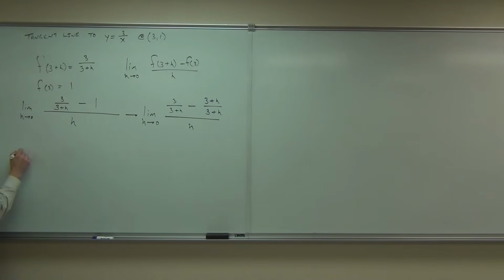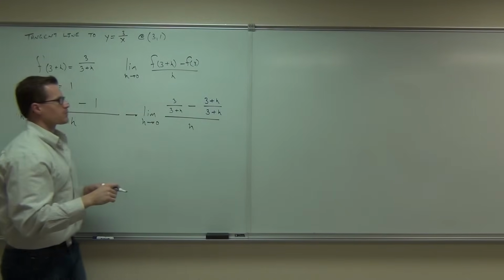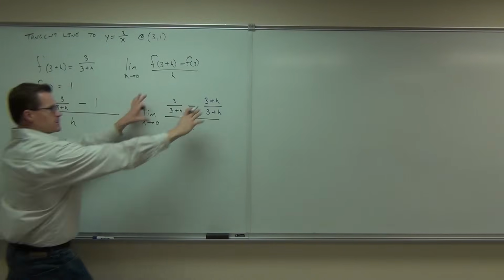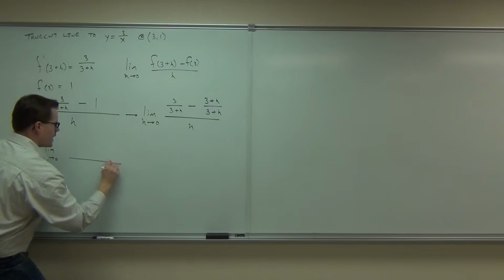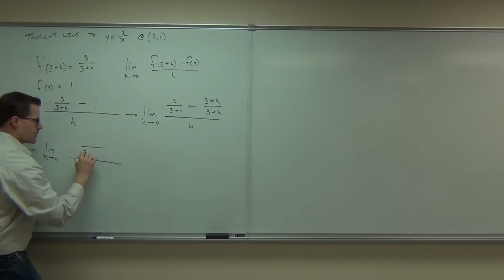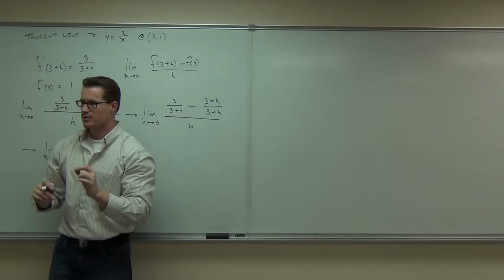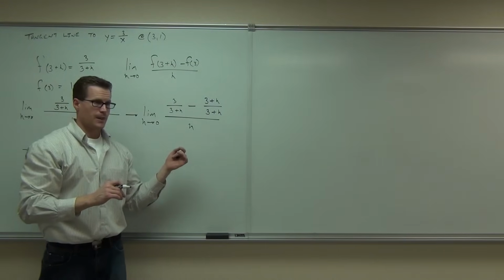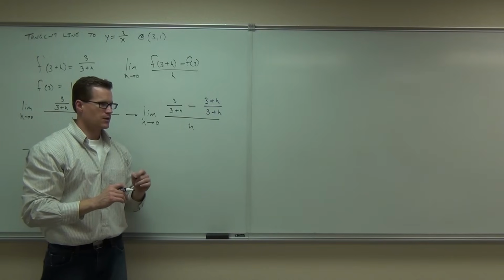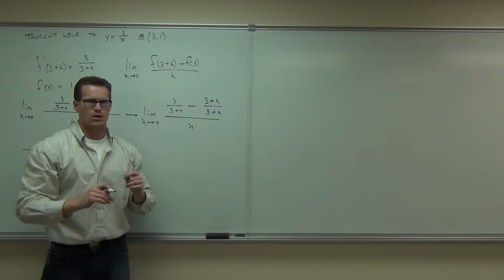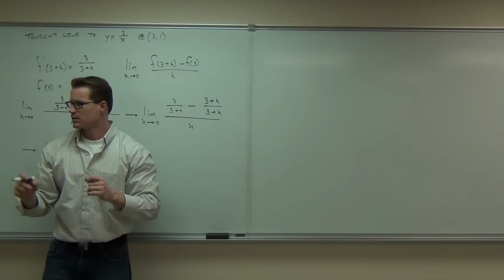Well, if we continue, let's see what happens. We've got a limit still. H is still going to 0. On the main numerator, I know that I have a common denominator of 3 plus h. Notice when you add or subtract fractions, you do not change the denominator. On the numerator, what am I going to have? H. Oh, wrong. Say it again.